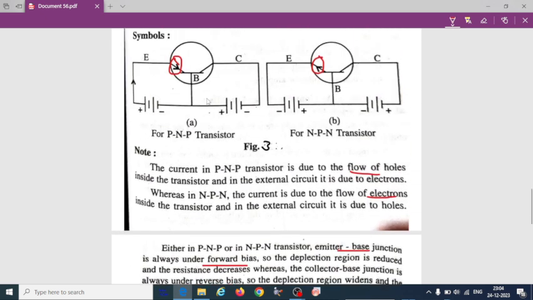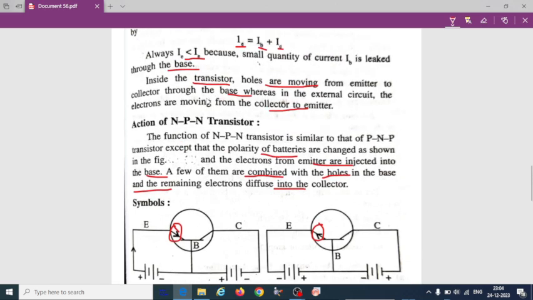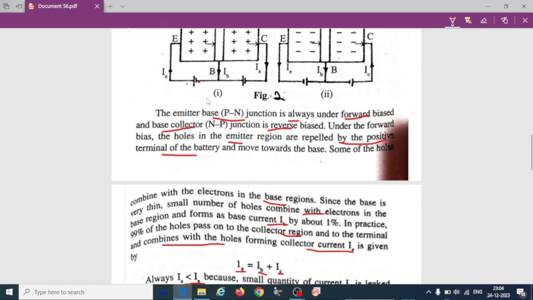So this is all about transistors, PNP and NPN transistor.